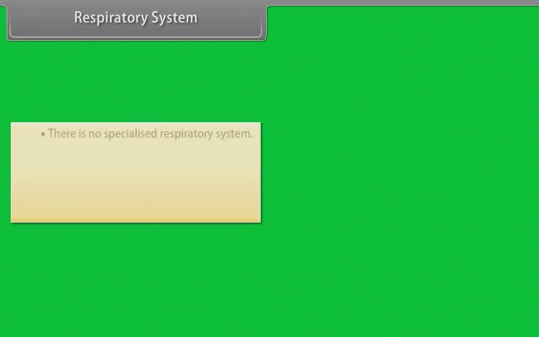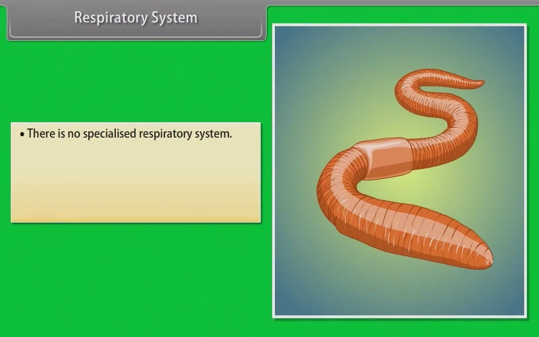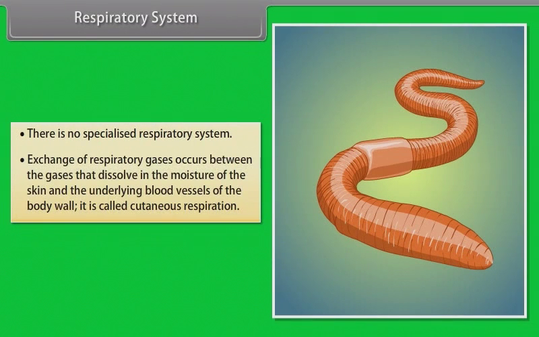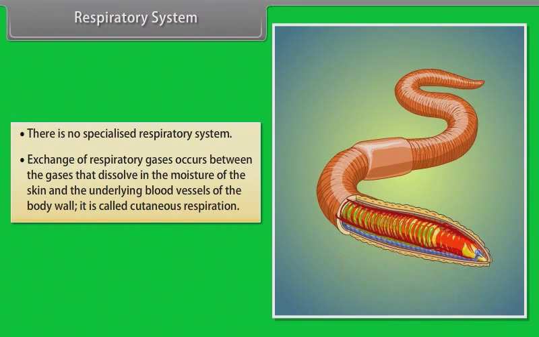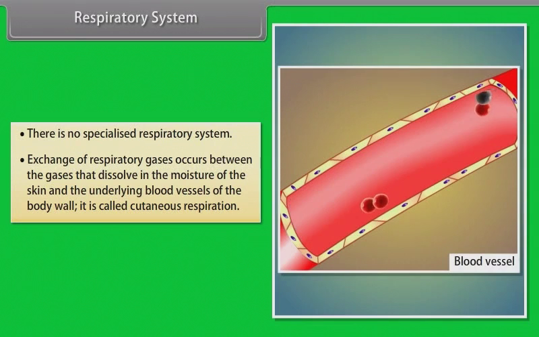Respiratory system. There is no specialized respiratory system. Exchange of respiratory gases occurs between the gases that dissolve in the moisture of the skin and the underlying blood vessels of the body wall. It is called cutaneous respiration.